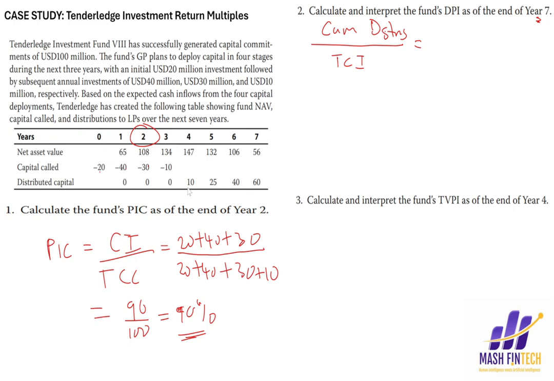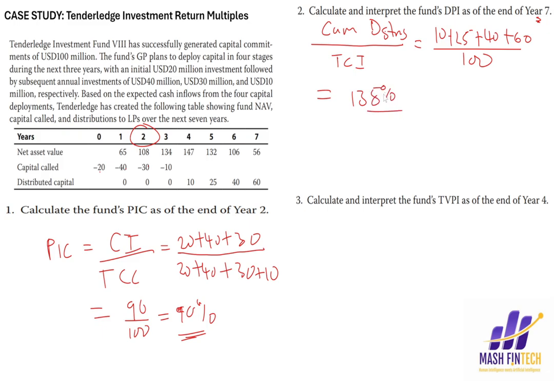These are distributed capital: 10, 25, 40, and 60. Then the total capital invested, we summed it up, is 100 here. If you divide this, you're going to get 135%.